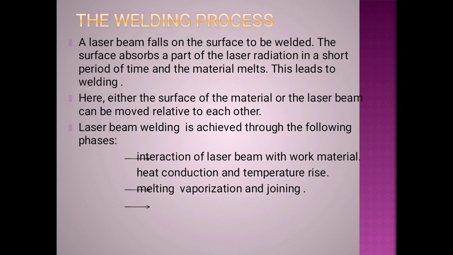What is the welding process? This happens when a laser beam falls on the surface to be melted. That is, the surface absorbs a part of the laser radiation in a short period of time and the material starts to melt. This leads to the welding process. Here, either the surface of the material or the laser beam can be moved relative to each other. This can be achieved through the following phases. First one is the interaction of the laser beam with the work material. Second one is the heat conduction and temperature rise, and third step is melting, vaporization and joining.